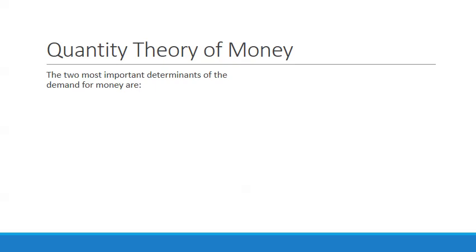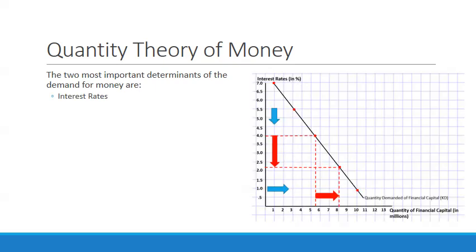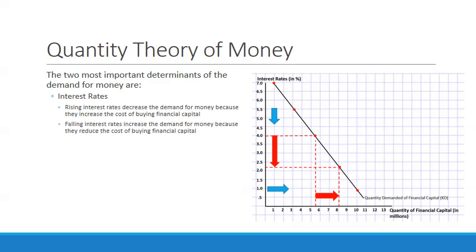Okay, two of the most important determinants of the demand for money are interest rates. When we look here, we can see what's happening. Rising interest rates decrease the demand for money because they increase the cost of buying financial capital. So when we go from 2% to 4% on the interest rate, notice that we see a decline in the quantity of money demanded because now it becomes more expensive to buy. Falling interest rates increase the demand for money because they reduce the cost of buying financial capital.